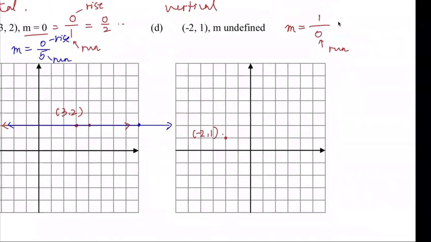So we start from here and we write m as 1/0. So 1 is rise and run is 0. So what does that mean? We start from this point and rise is 1, so we go up by 1 unit here. And run is 0, which means there's no movement horizontally, right? So this is the second point. This point, (-2, 1), is given in the question, and this second point is found based on the slope information. And now we join these 2 points.